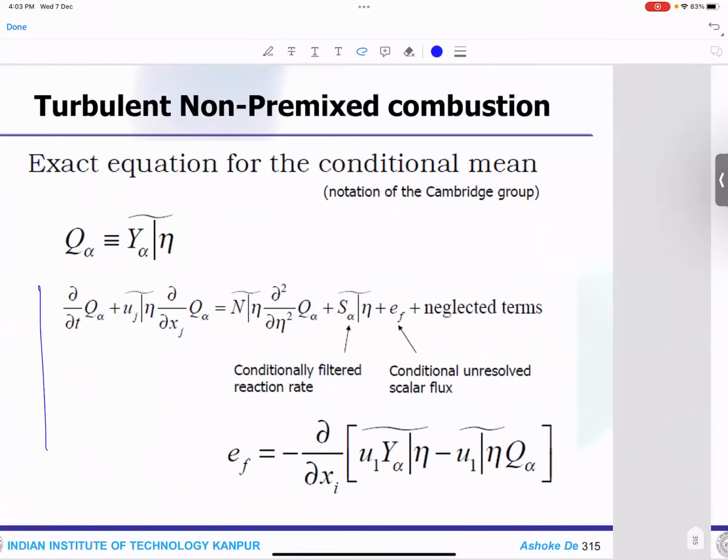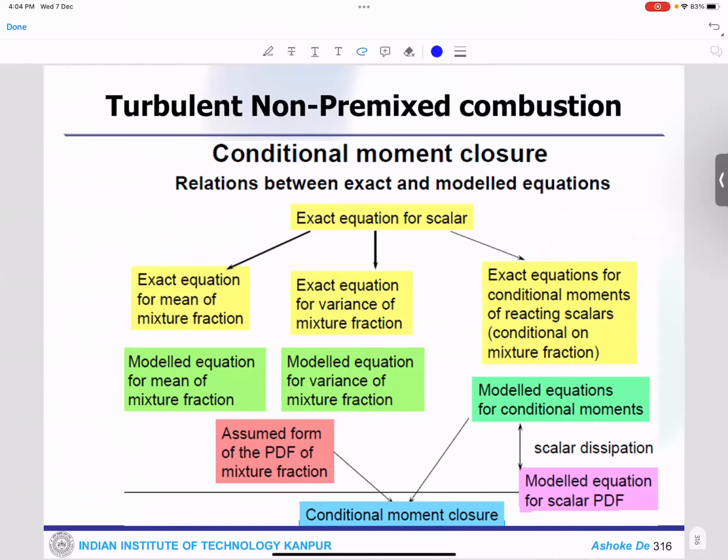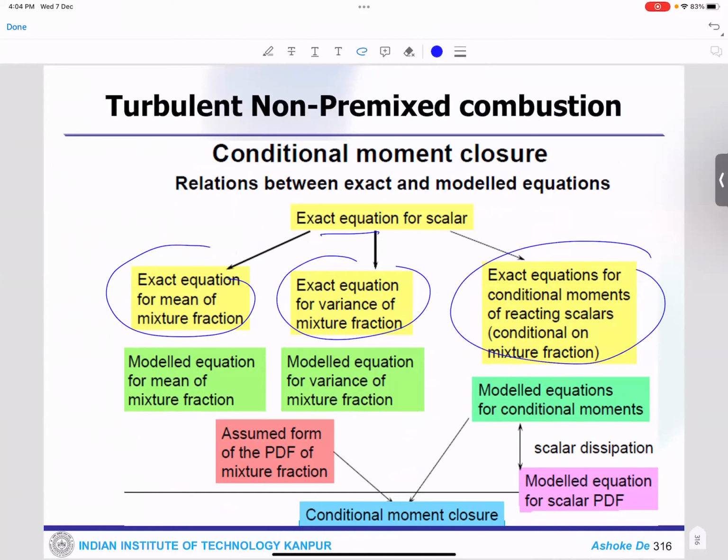What you solve here is the exact equation for the scalar, and then you have the mean mixture fraction, variance, and conditional moments. Then from the conditional moment, and using information from the PDF again, you finally close the conditional moment closure approach. It has been quite popular, and some research groups have been actively pursuing this.